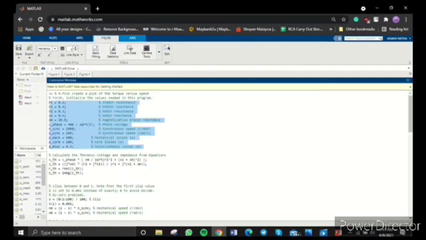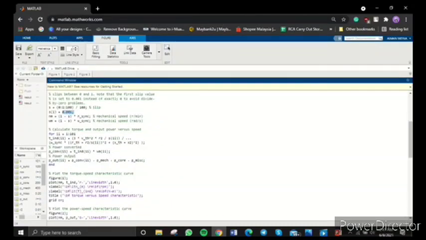So first we determine our parameters, then we calculate our V Thevenin and Z Thevenin, and then we determine our slip, which is 0.01, to calculate the mechanical speed. For torque we use this formula, and then for output power, actually we need to find the power converted first, because power converted equals T induced times Wm. Therefore power converted minus Pmisc minus Pcore minus Pmech is equal to power out.